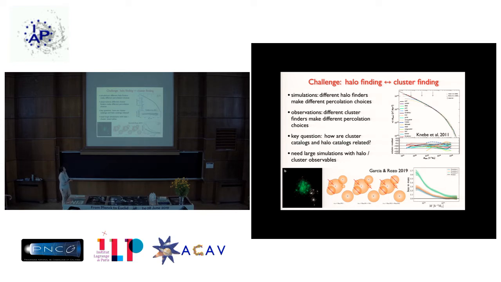These algorithms differ in most of the clusters, say 80%, it's pretty easy, there's one cluster. 20% are train wrecks, think of the bullet cluster. Is it one cluster, is it two clusters? Different halo finders will make different decisions about what is one cluster, what is several clusters. The same is true for cluster finders, right? When do you think it is one cluster, when is it two clusters? So in the future, we're going to have to be more careful about how we map one onto the other.